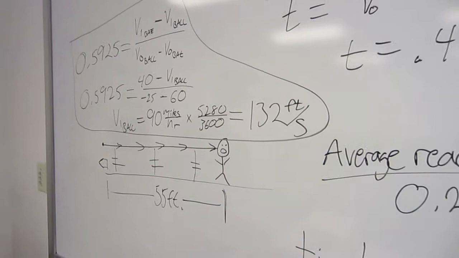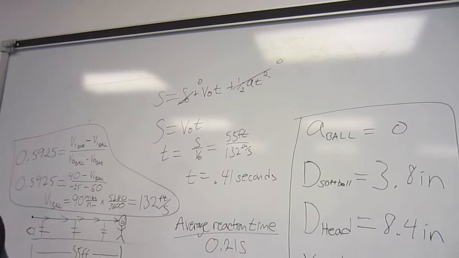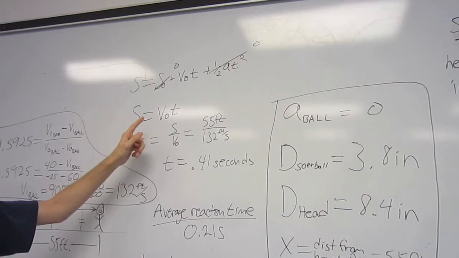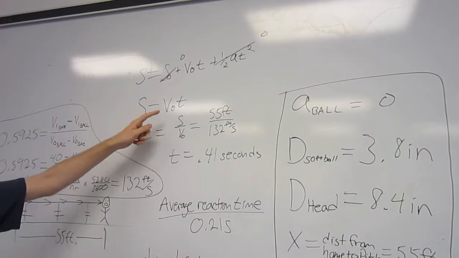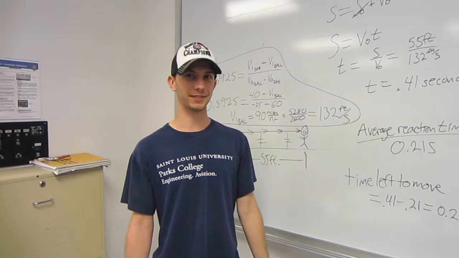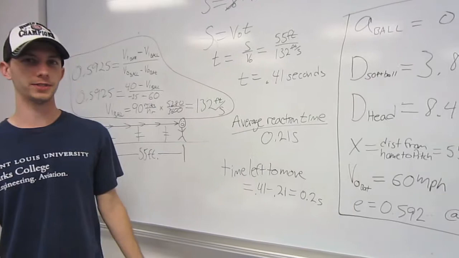So we come up here to our kinematic equation. We're assuming the acceleration of the ball is zero, so that this term is zero. The starting distance, or the initial distance, is zero. So all we have left is S equals the velocity of the ball times time. So to solve for time, we take our distance and divide by the velocity of the ball, come out with 0.41 seconds. Now the average reaction time of a human is about 0.21 seconds. That's just something we found online. So really the time you have left to move is about 0.2 seconds.